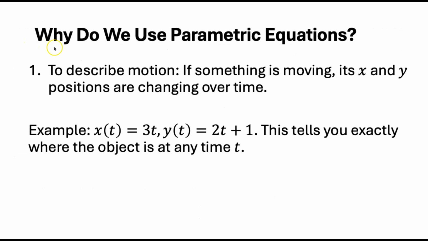Let's break it down further. Why do we use parametric equations? First, to describe motion. If something is moving, its x and y positions are changing over time. So for example, we could have x of t is equal to 3t and y of t is equal to 2t plus 1. This is a set of parametric equations, and this tells you exactly where the object is at any time t. We can look at the x component separate from the y component for different times t.